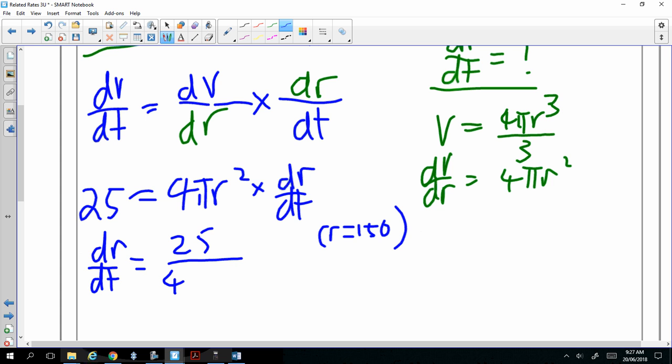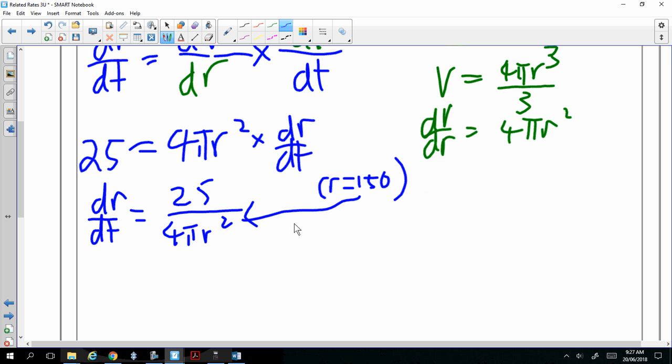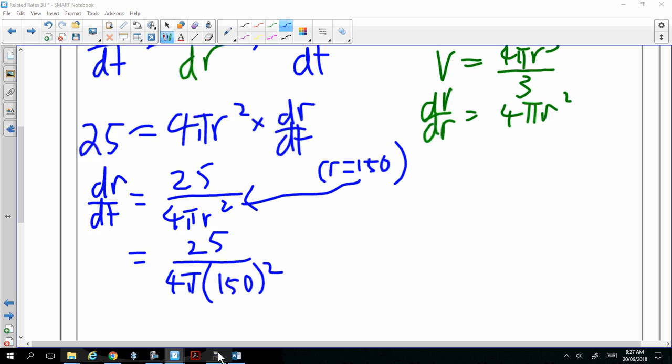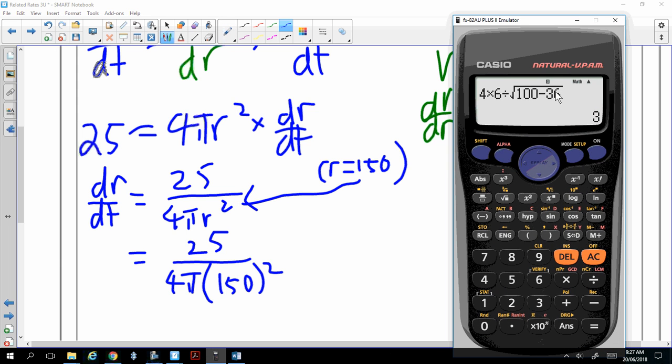Okay, so what do we do next? We have to simplify. We have to leave your answer in terms of pi. We want the exact form, otherwise that will change our answers. So we're going to type in as a fraction 25 over 4 times 150 squared. That gives 1 over 3,600, so 1 over 3,600 pi, in terms of pi. Otherwise you get a decimal.